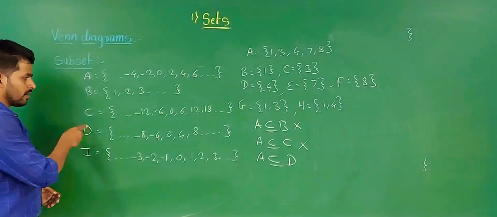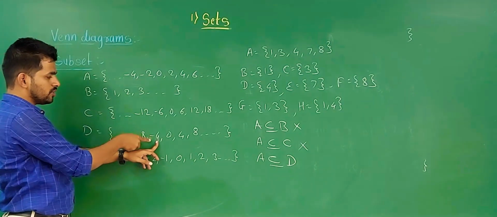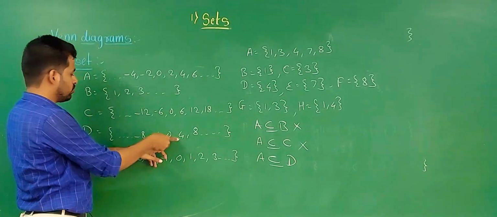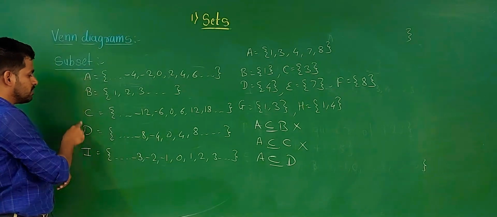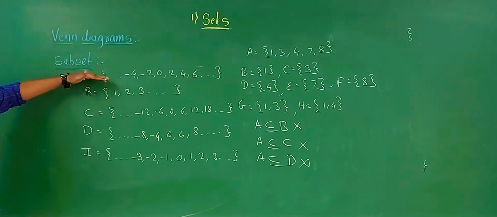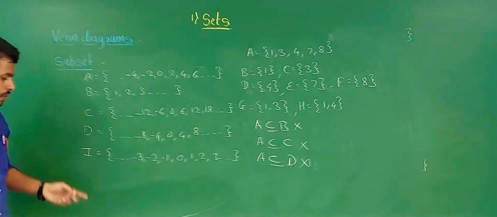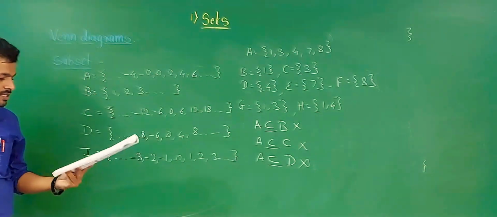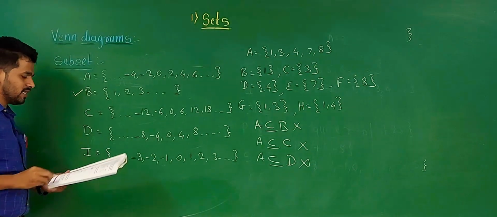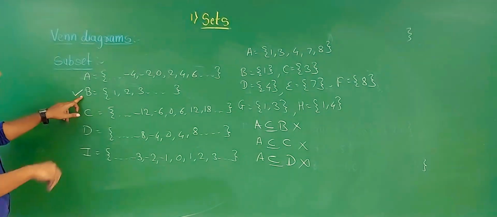Means every element of set A is not present in C. Next one, A and D. See, -4 is there, but -2 is here, no. 0 here, but 2 is there, no. 2 here, but 2 is absent here. So that's why A is not a subset of D, because every element of set A is not present in D. Okay, so let's see the next one. B is a subset of all the sets which are given above. We have to check it.